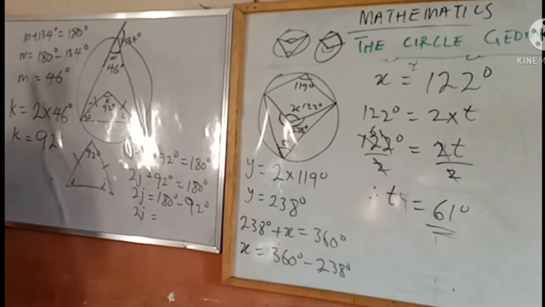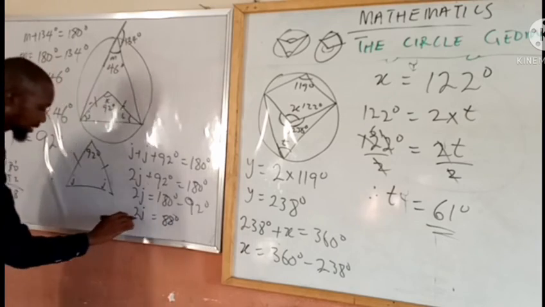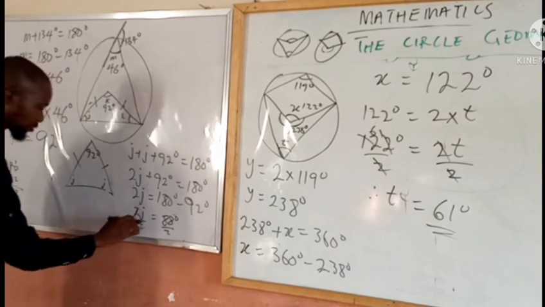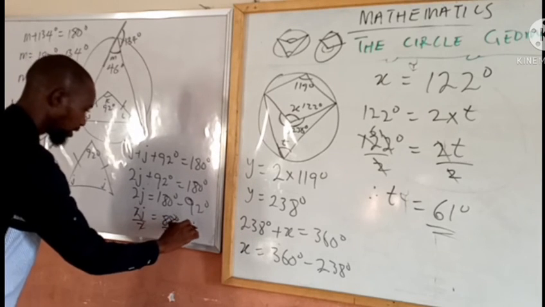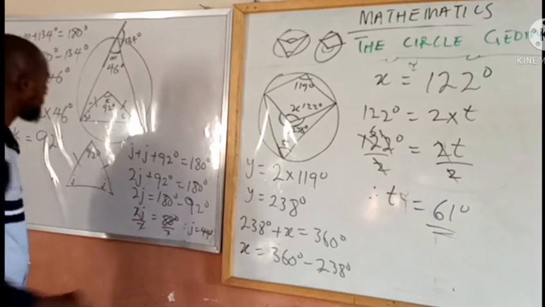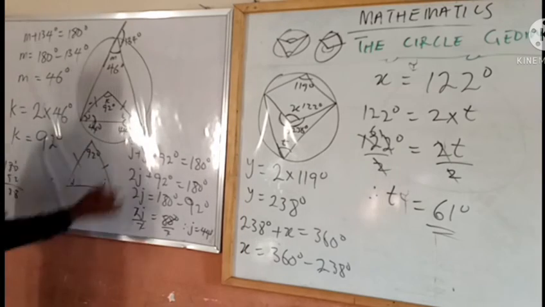2J here is going to give the value of what? 180 minus 92, that's going to be 88 degrees. 180 minus 92: 10 minus 2 is 8, and 17 minus 9 is 8, yes. That is 88 degrees. So to get J, both sides will have to be divided by 2. And we can see that therefore J is equal to 44 degrees. What it now means is that this angle here is 44 degrees and this angle here is as well 44 degrees.